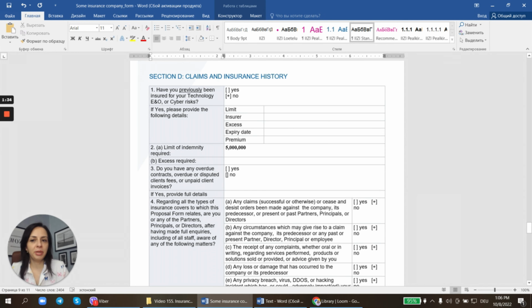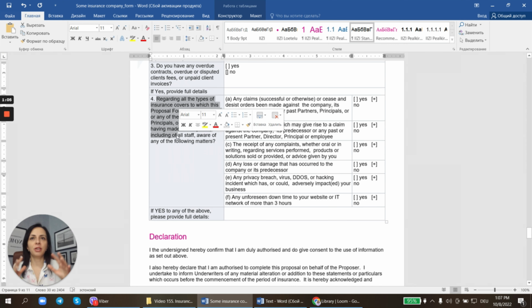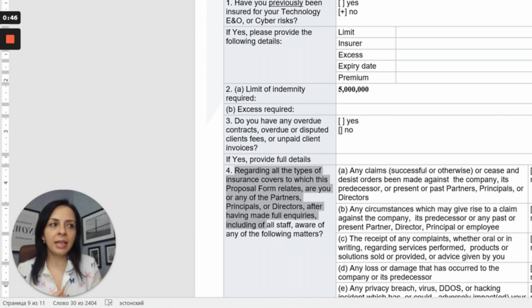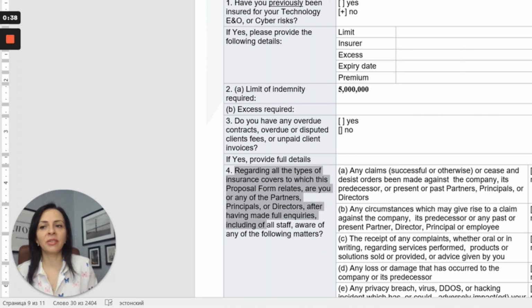Have you previously been insured for your technology, E&O, or cyber risks? You have to answer these questions to your best knowledge. Basically, all the other questionnaires might be lengthier, so that is the simplest of them. Trust me, I've tried several insurers, so that is the simplest questionnaire we could fill in, and those are the typical questions they would be interested in.